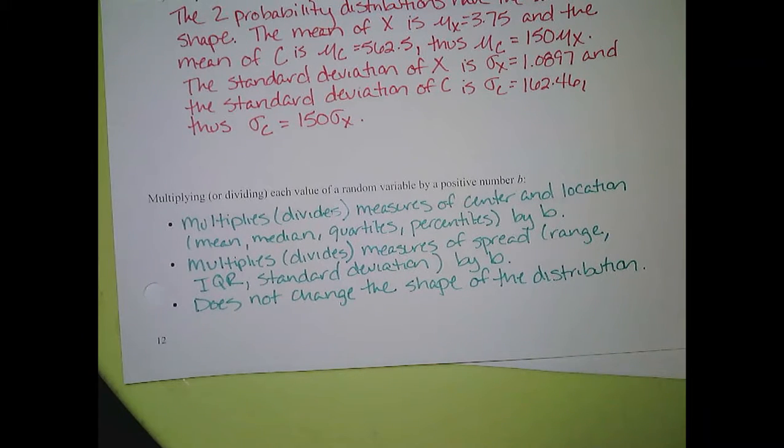So in the next lesson, we're going to discuss what happens if we add or subtract a positive number from each value in a random variable. How will that affect the measures of center, the measures of spread, and the standard deviation? So we'll pick up there tomorrow.